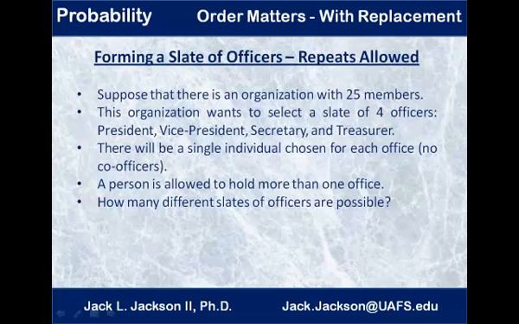Now let's look at another situation. We'll see if this is the same or if this is a little different. Suppose there's an organization with 25 members, and the organization wants to select a slate of 4 officers. Let's say they got to make a president, a vice president, a secretary, and a treasurer. So here are the rules. There will be a single individual chosen for each office. So no co-officers. There's no co-president or co-secretary. Okay? But a person is allowed to hold more than one office. So for example, we could get the same person to be secretary and treasurer. How many different slates of officers are possible?